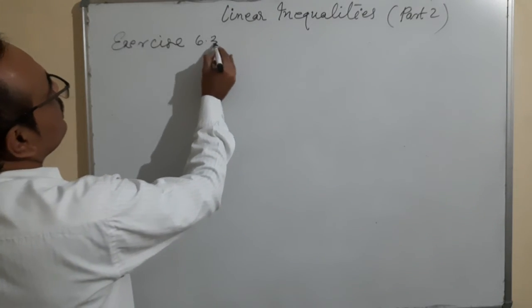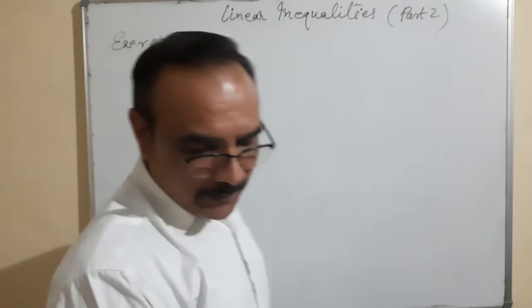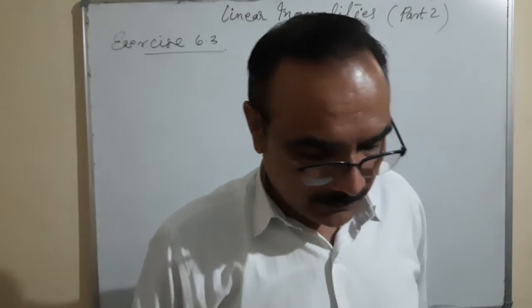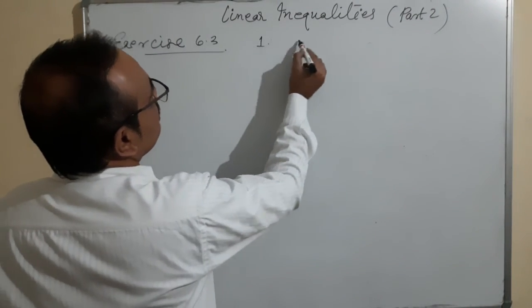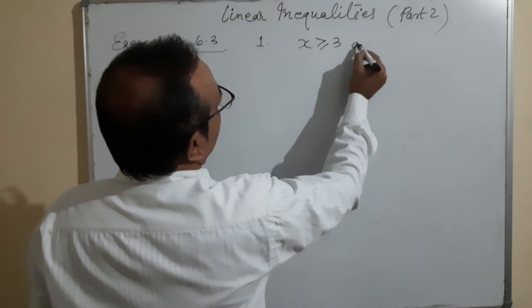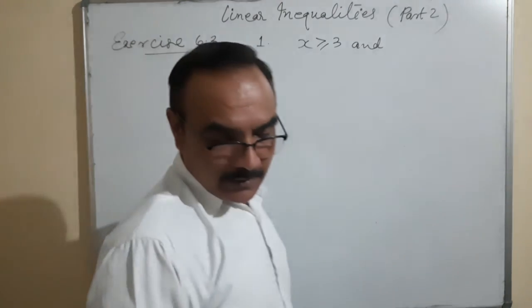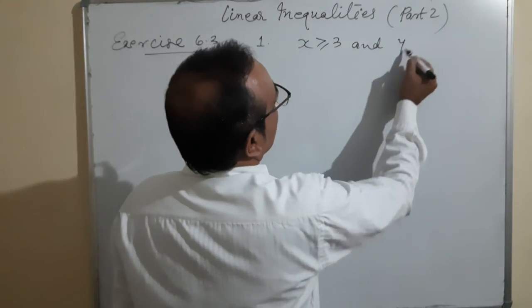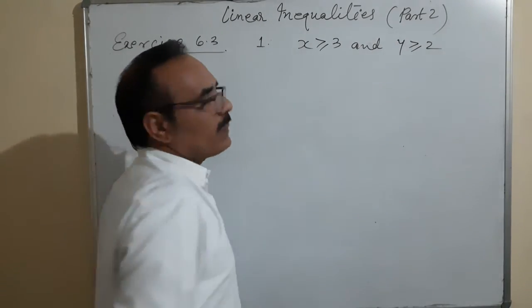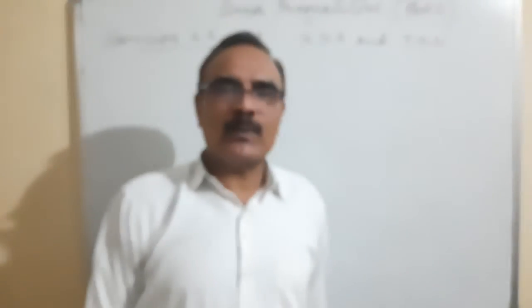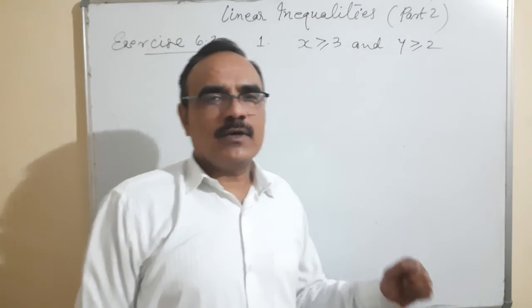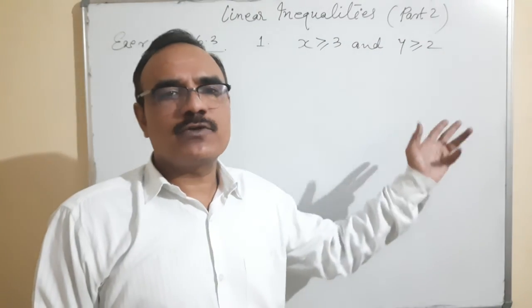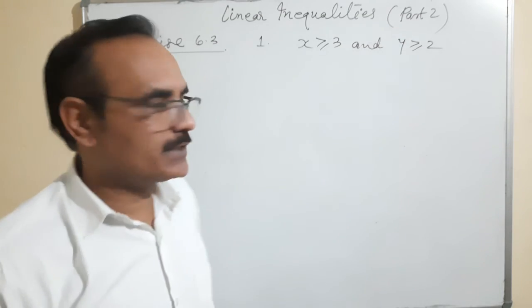Exercise 6.3, I am taking question number 1. Solve the following system of inequalities graphically. Question number 1 is x is greater or equal to 3, and second is y is greater or equal to 2. Okay. So in place of 1 there are 2 inequalities. The procedure is exactly same. We are not going to change anything in it, only in place of one shaded portion, we are going to draw two shaded portions and find out the common portion is which one. Okay.